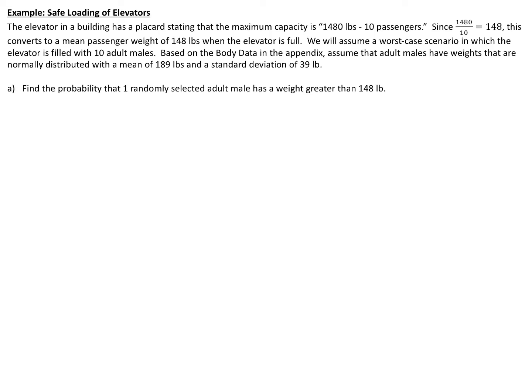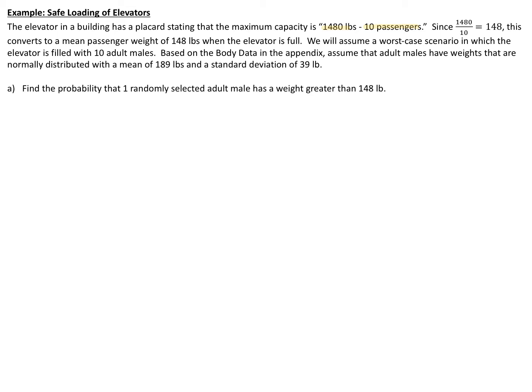In this example, we're told that the elevator in a building has a sign that says the maximum capacity is 1,480 pounds or 10 passengers. So since 1,480 divided by 10 gives us an average of 148, this converts to a mean passenger weight of 148 pounds when the elevator is full.